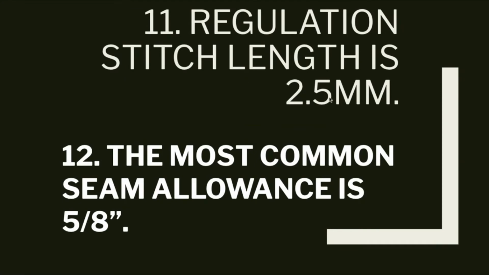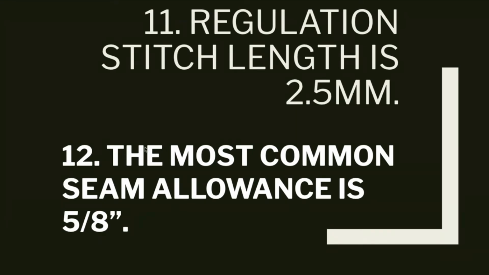Regulation stitch length. The optimum length of each of your stitches should be 2.5 millimeters. On your sewing machine, 2.5 shows up on the right side and you can see it easily. If you make your stitch length longer, it's easier to seam rip. If you make it smaller, it becomes near impossible to seam rip. This is the optimum length for secure stitches that are easy to undo if you make a mistake.